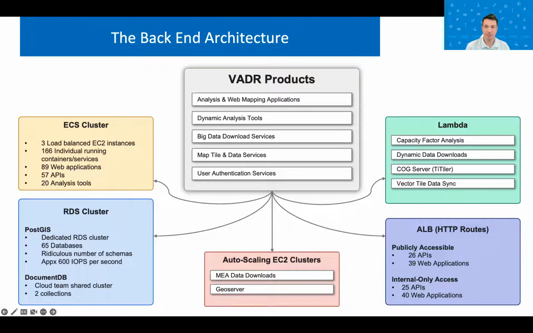Okay, to go a little deeper, just in case anyone's interested in what the backend architecture is in relation to the AWS services. In terms of our products that we offer within VADR and within the Marine Energy Atlas, we have analysis of web mapping applications, dynamic analysis tools, big data download services, map tile as well as data services, and user authentication services. I won't go into any detail of the 5 subsequent boxes below the VADR products, but essentially this gives an overview of that.